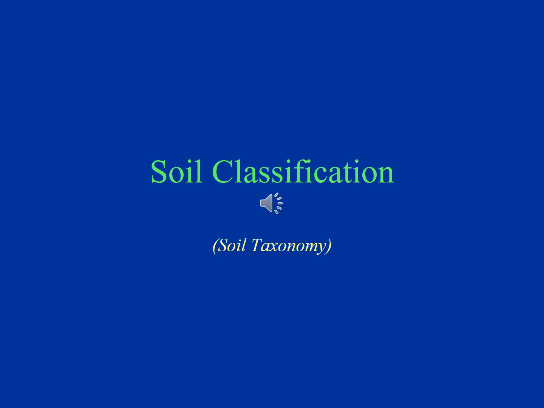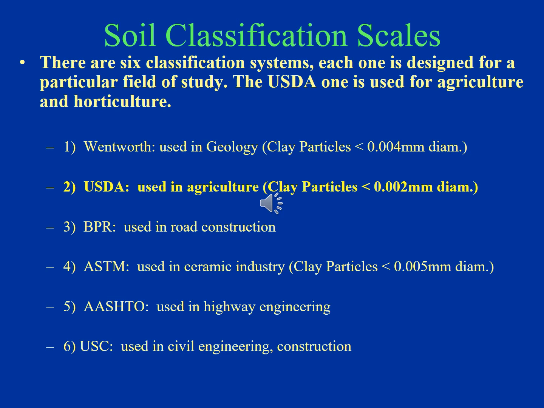So briefly and just for fun, we'll do some soil classification talk here. It's just how soils are labeled and classified. It depends, like I said earlier, on what your professional field is. If you're a geologist, you're going to use the Wentworth scale for classifying the soils you're working with. If you're a horticulturalist or a farmer, you're going to use the USDA scale. If you're a city planner involved in road construction, you'll use the BPR scale. There's one used in the ceramics industry called ASTM. Highway engineering uses AASHTO, and there's the USC for civil engineering.